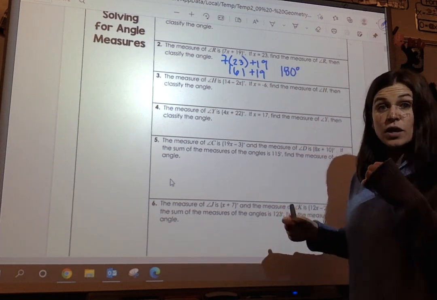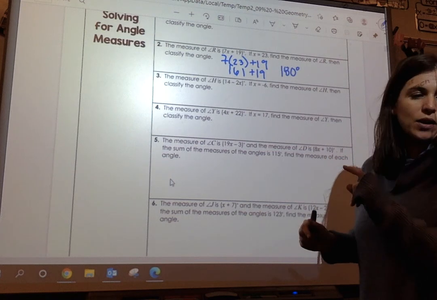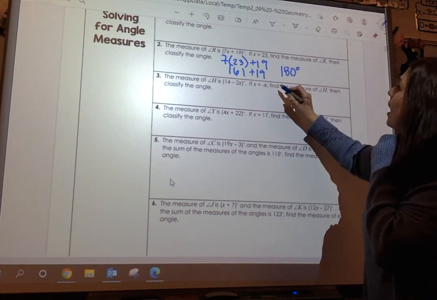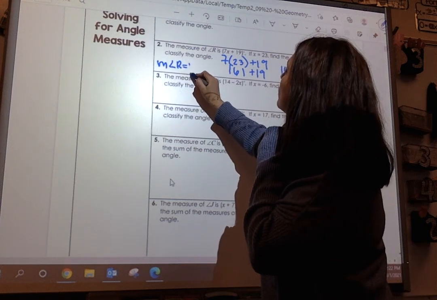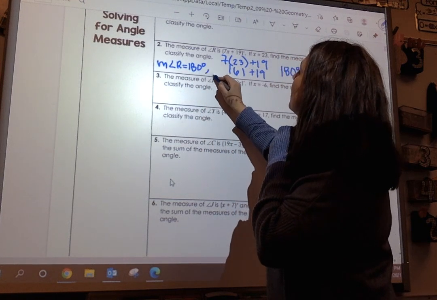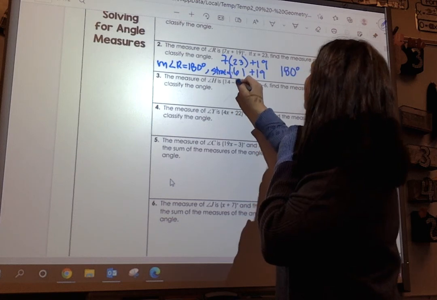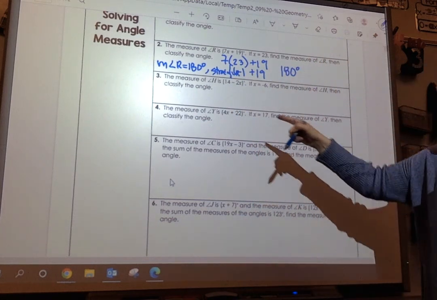What kind of angle is 180 degrees? A straight angle. So that would be the measure of angle R equals 180 degrees. And that's a straight angle. Okay? All right, let's take a look at number 4.